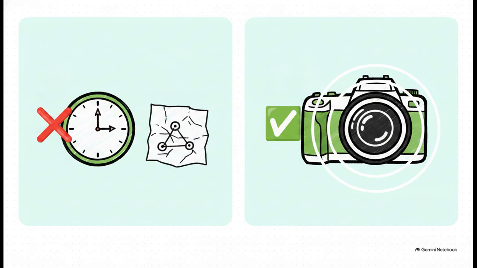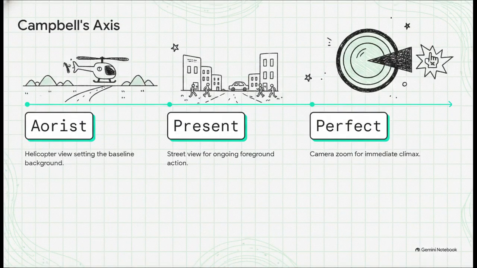Seriously, bin them. Koine Greek tense forms do not semantically encode time. They encode spatial proximity and remoteness. Aspect is all about where the author is placing the camera, not the clock on the wall. We can visualize Campbell's axis of proximity and remoteness like this. The aorist tense form, that's your remote, helicopter view setting up the background.